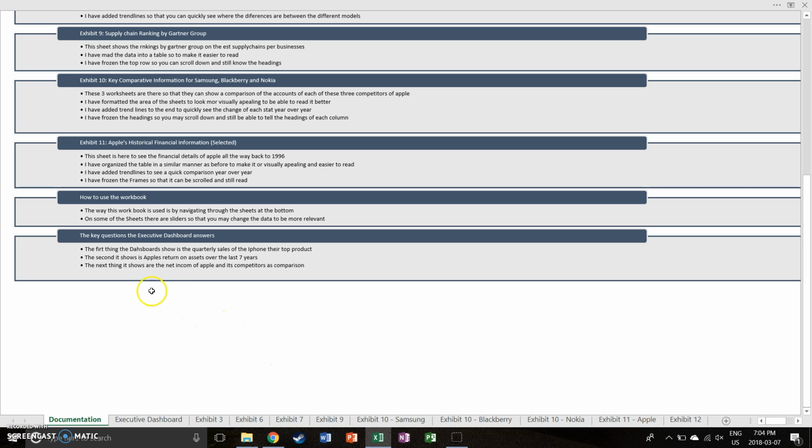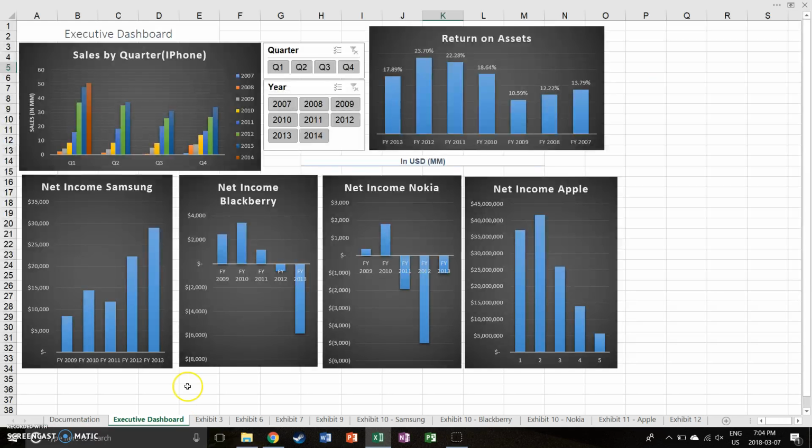So the first thing to show in the dashboard was the quarterly sales of the iPhone and their top product. The second shows Apple's return on assets over the last 7 years, which is just a good metric to show that they're getting value for their assets. And the next is to show the net income of Apple and its competitors in comparison. So we'll go to the dashboard.